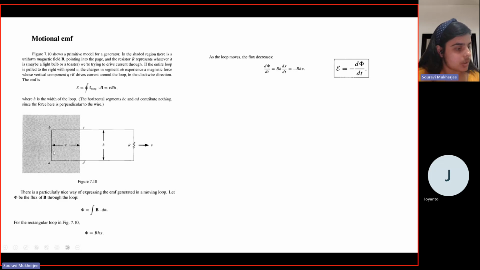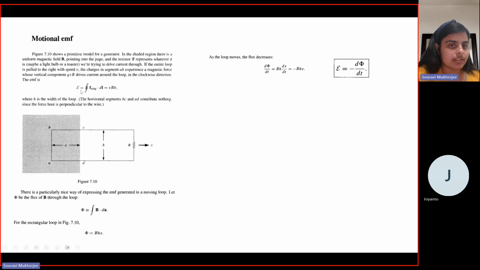The charges will be moving with some velocity v, and there is a net magnetic field which is pointing into the page. So now you have moving charges in a magnetic field. That means they should experience some force, and this force is given by q into v cross B. Because they are perpendicular to each other, v cross B will be nothing but vB. So the charge on this wire experiences a force qvB as it is moved outside with a velocity v. So the force per unit charge will be given as v into B.